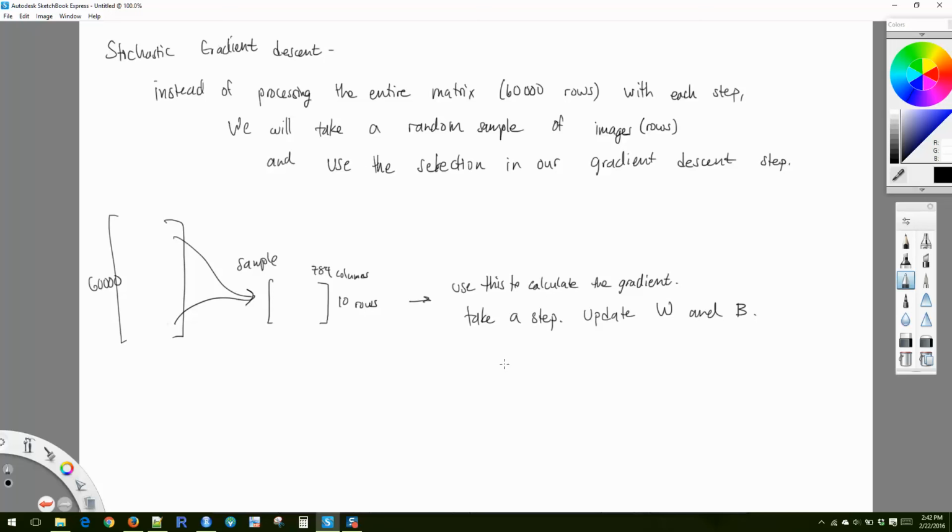Professor, what's the typical proportion of the sample size against the whole observation? Is there a recommended proportion? No. The thing about stochastic gradient descent is that it doesn't have to be a particular size. If you want to do 20 rows or 30 rows, it basically just lets you speed up your computations.